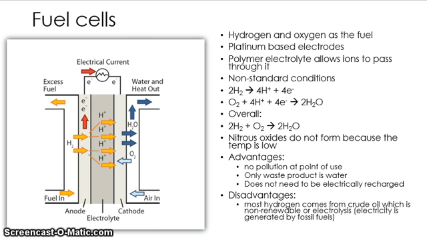So unlike rechargeable batteries where you need to apply an external voltage to recharge them, the fuel cells don't need to electrically recharge. All you need to do is provide a continual source of hydrogen and oxygen, and it will keep going. The disadvantage of fuel cell is that most hydrogen, you get most of it from crude oil. And as you know, crude oil is non-renewable, which means it's eventually going to run out, so we won't be able to use it forever.